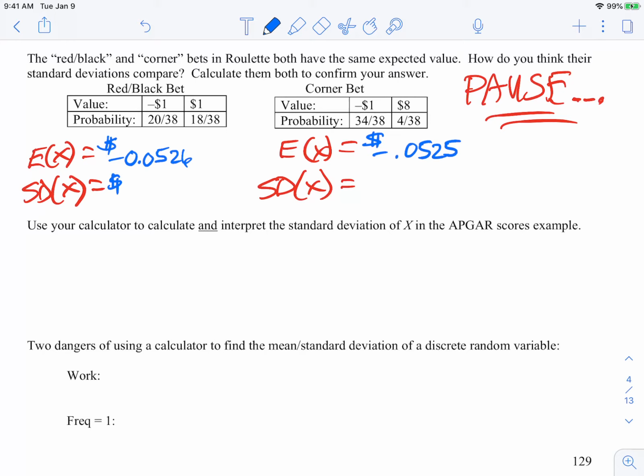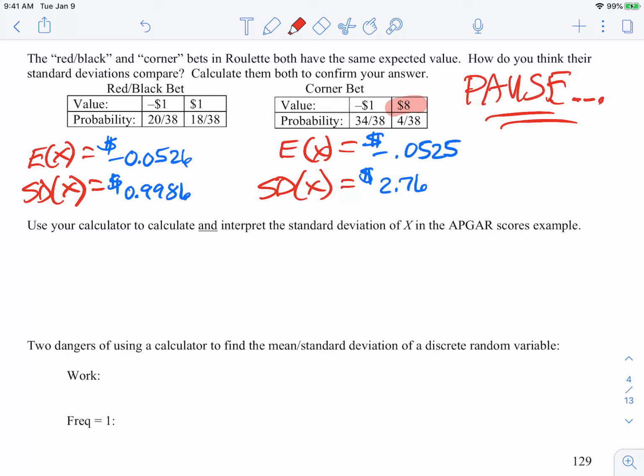For the red-black bet, the standard deviation is right about $1, almost $1. Whereas the standard deviation for a corner bet, because it's more risky, is about $2.76. So therein you have the difference between these two bets. They both have the same outcome in the long run. However, every once in a while, not very often, you have a chance of making more money with a corner bet, which means it's more risky, and therefore the standard deviation is a lot higher, a lot more variation between the outcomes you can have.